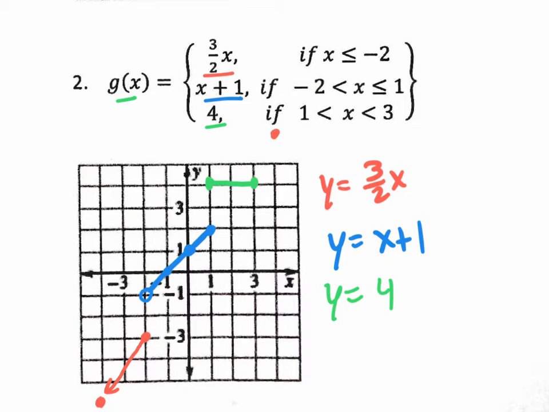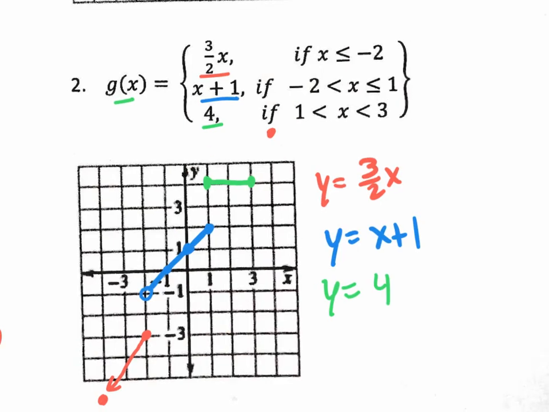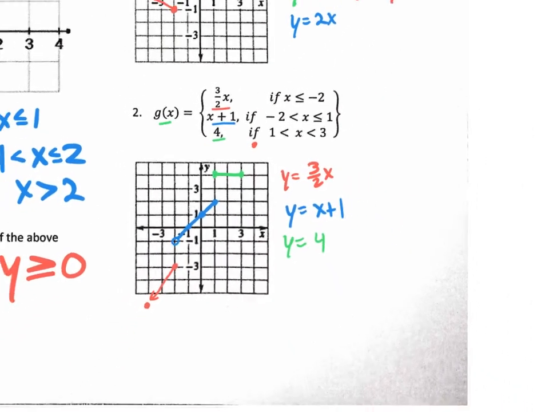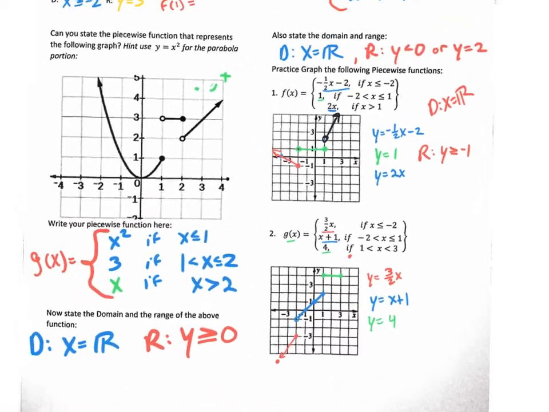So that would be your final graph. It doesn't continue that way forever. This is your piecewise function. And I'm going to stop right there. I'm not going to do the domain and range for that, because this video is way too long already.